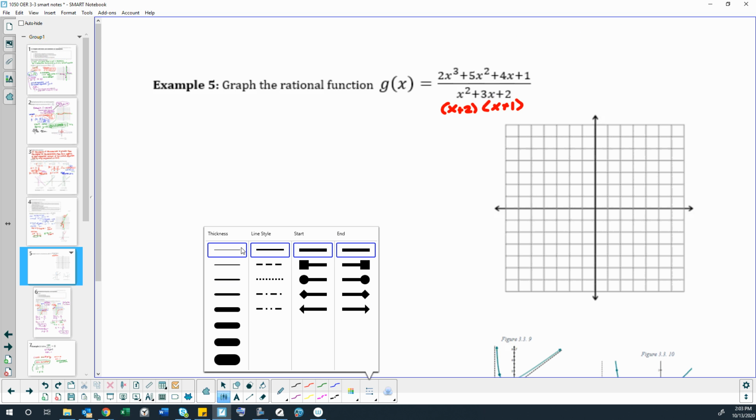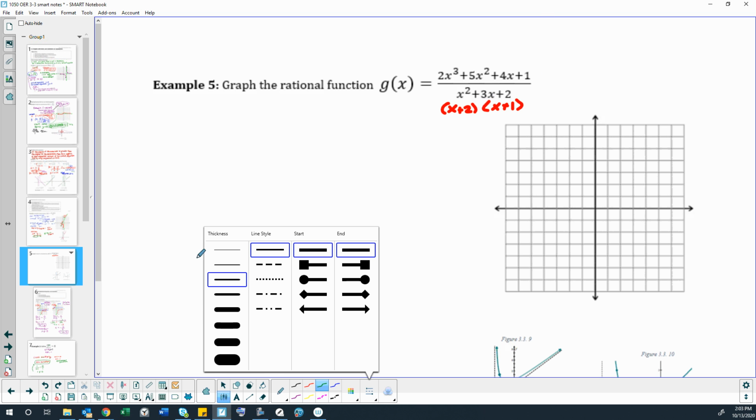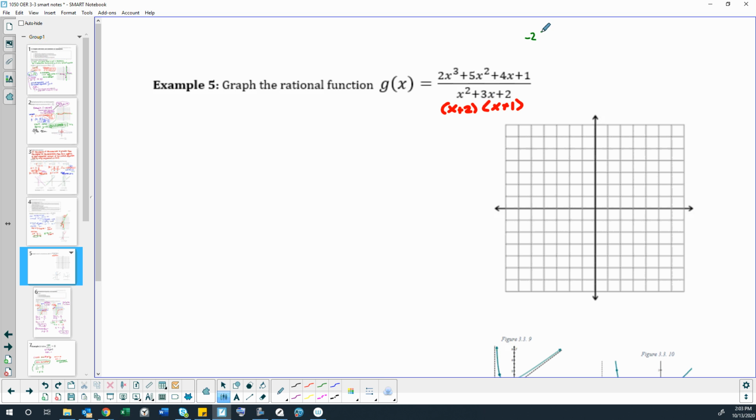I'm going to go with a little bit narrower pencil here. That undid my narrowness when I changed the color. There we go. So I'm going to go -2. So 2, 5, 4, 1, 2, -4, 1, -2, 2, -4. Nope, that didn't work. So let's try -1.